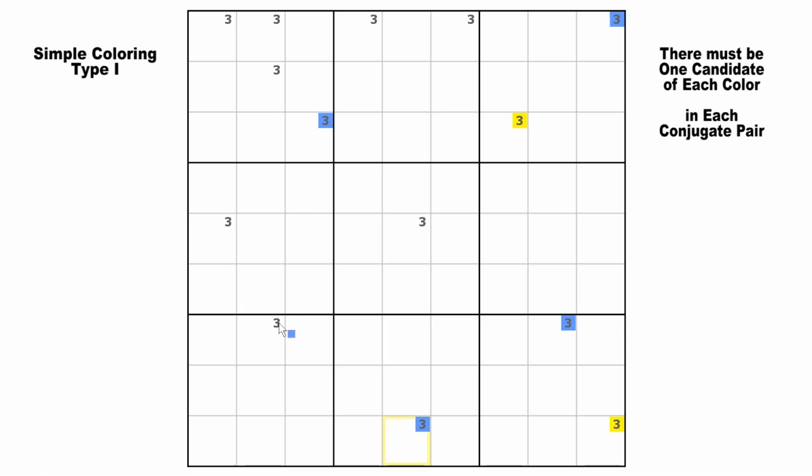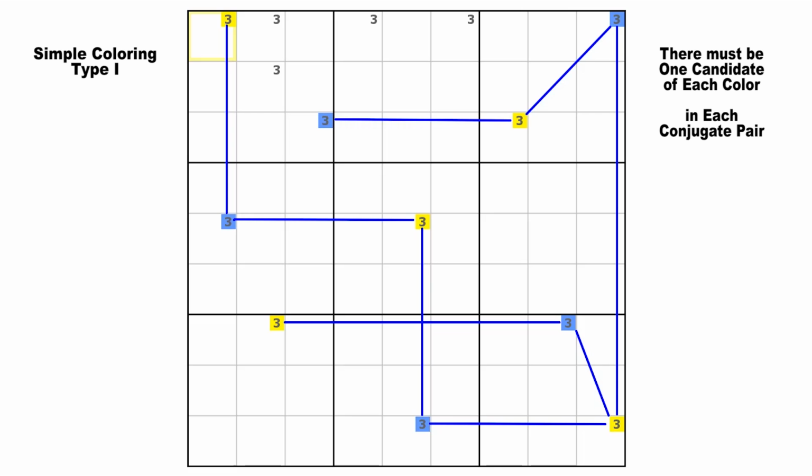In row 7, we've got a conjugate pair there. In column 5, we've got a conjugate pair there. A conjugate pair in row 5. And finally, another conjugate pair in row 1, column 1. And you just keep connecting conjugate pairs until you come to a dead end like we did right here. And here's what the links look like. Those are all conjugate pairs. Now remember, these are all strong links.